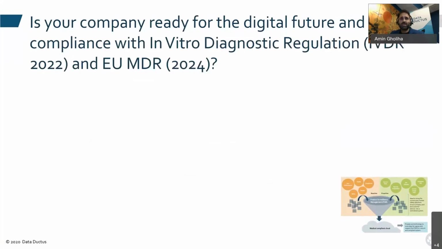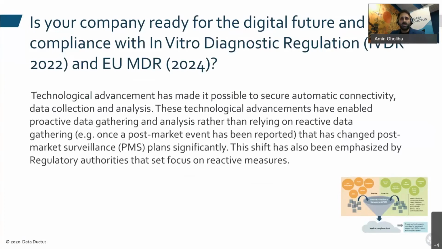One other aspect that I touched based on before is that there are new regulations coming in, and technological advancement has made it possible to have connectivity, connect data, and this technology advancement has created that you are able to do proactive data gathering and analysis rather than relying on reactive data gathering. I will talk about that. And that has changed the post-market surveillance requirements significantly.